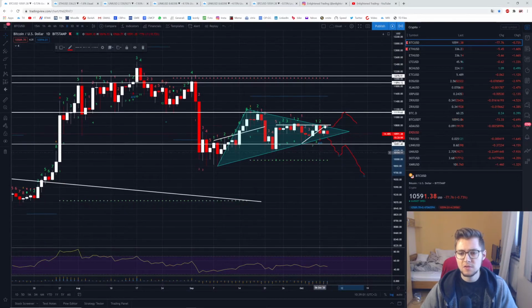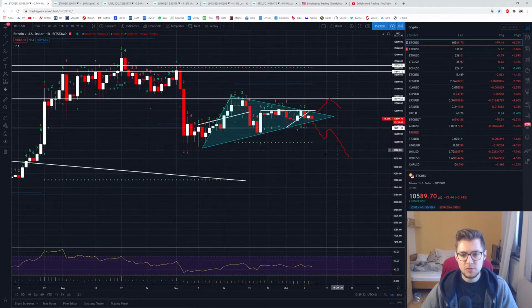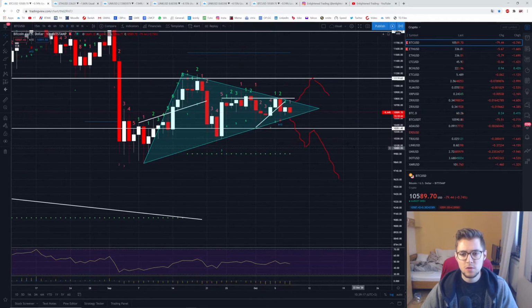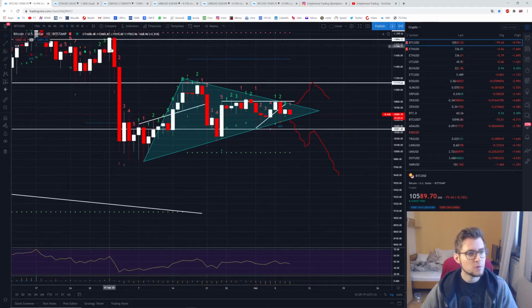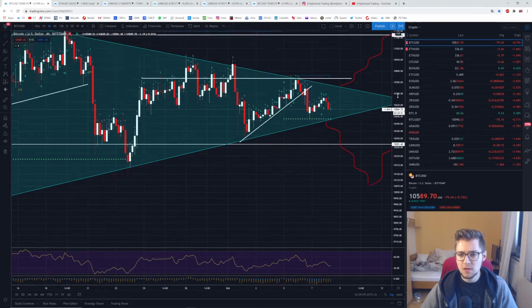You can of course establish longs and shorts around these two levels, either 10,800 or 10,350. So it's pretty much neutral for now, but yesterday it was more like a consolidation to the side. But we are now seeing again some selling pressure coming in for the price of Bitcoin. So this is not what you would like to see.